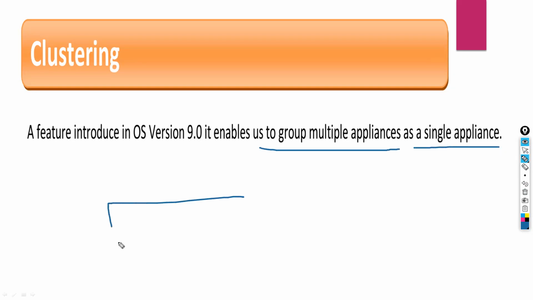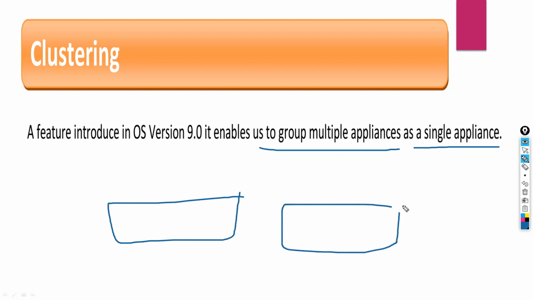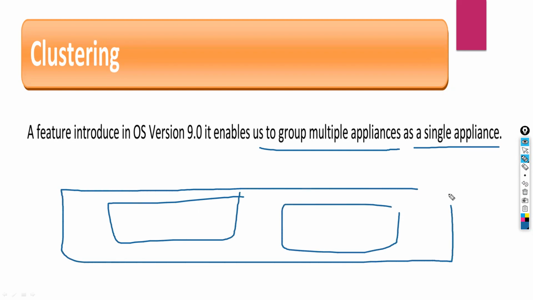For example, I have two firewall boxes and I want to combine these two firewall boxes, and this will act as a single big box. So this technique is called clustering. It's a feature introduced in OS 9.0. In 9.0, we have a feature called clustering. It enables us to group multiple appliances to act as a single appliance.